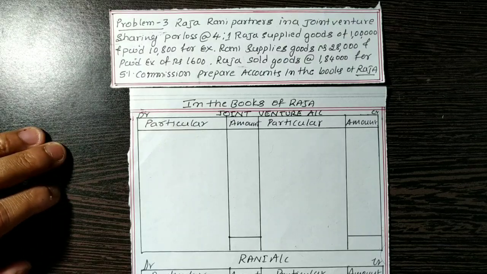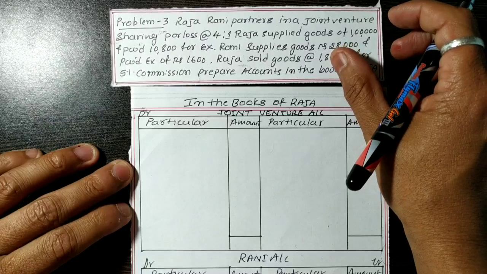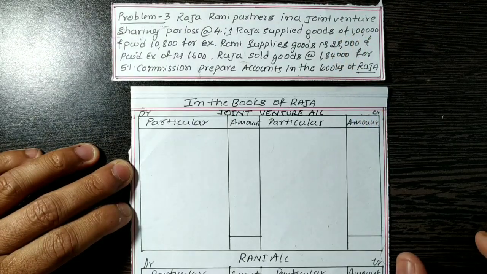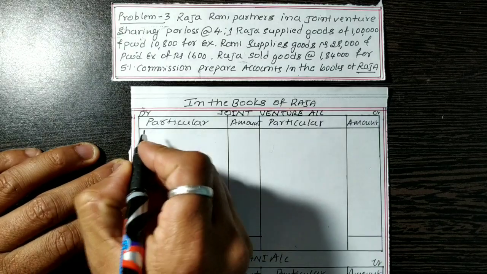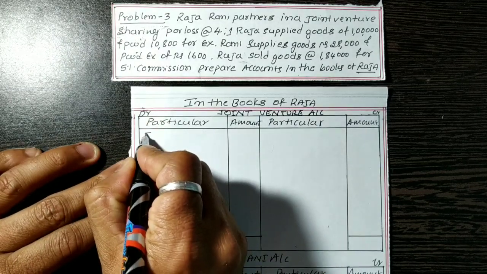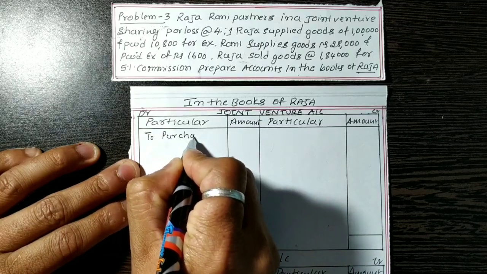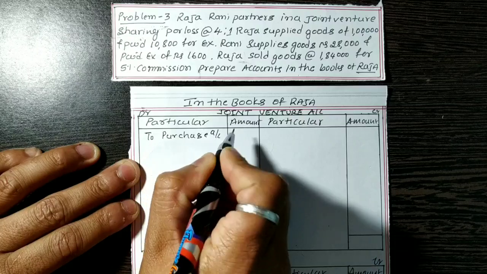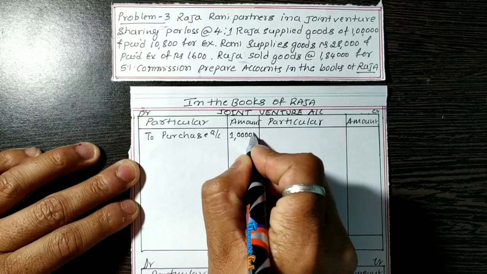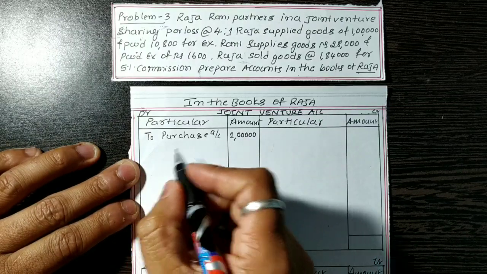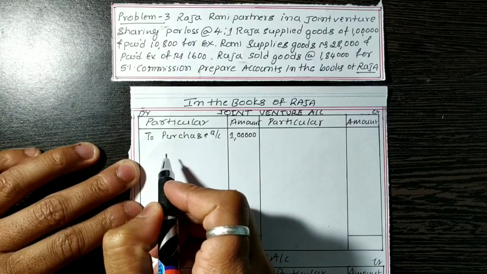Now go through the problem. Raja and Rani are partners in a joint venture sharing profit and loss at 4:1 ratio. Raja supplied goods of rupees 1 lakh. Instead of Raja's name, To Purchase Account, 1 lakh rupees. If it were in the books of Rani, it would be To Raja Account, but here we are preparing in the books of Raja.